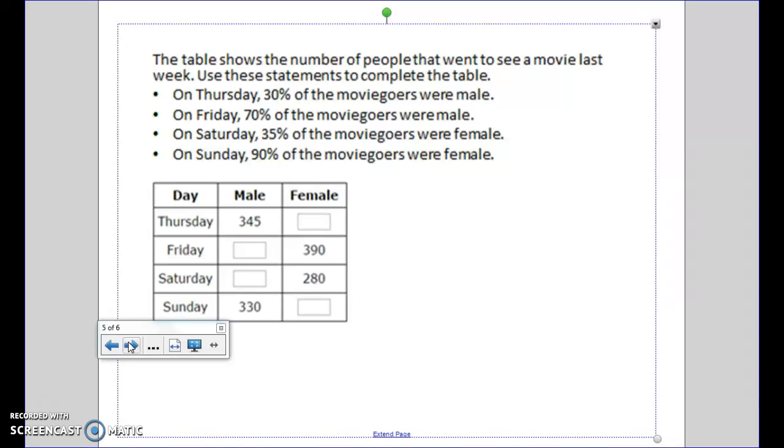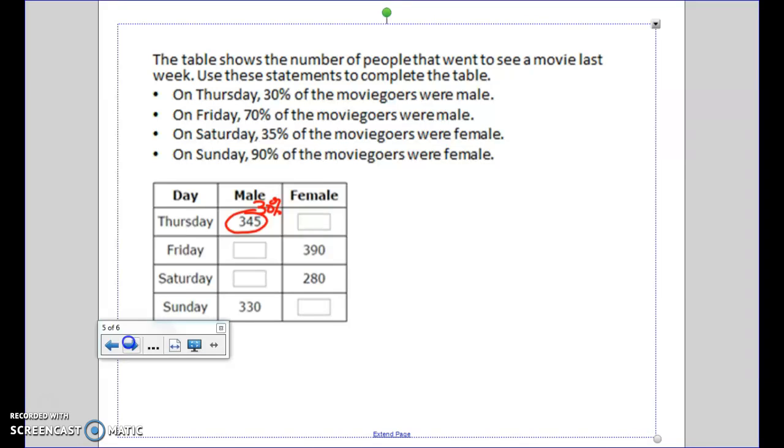This is the most challenging problem of the day. It says that the table shows the number of people that went to see a movie last week. Use these statements to complete the table. On Thursday, 30% of the moviegoers were male. Okay, so this represents 30%.